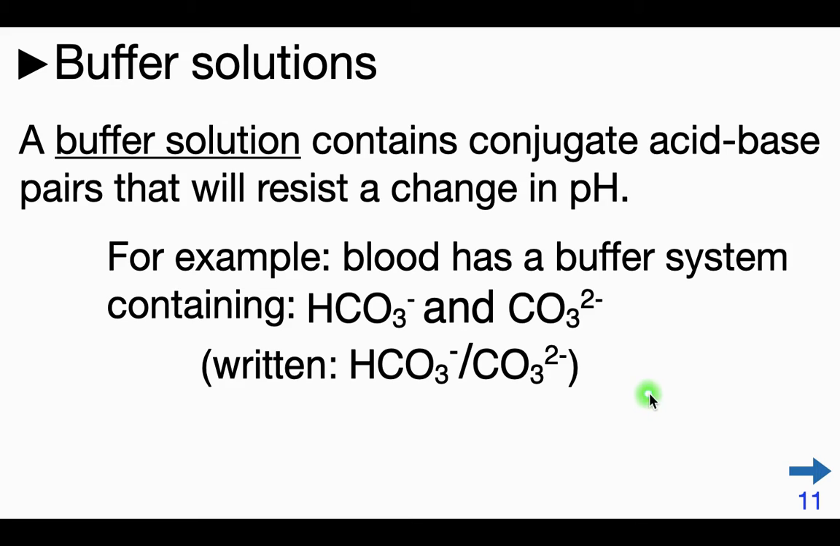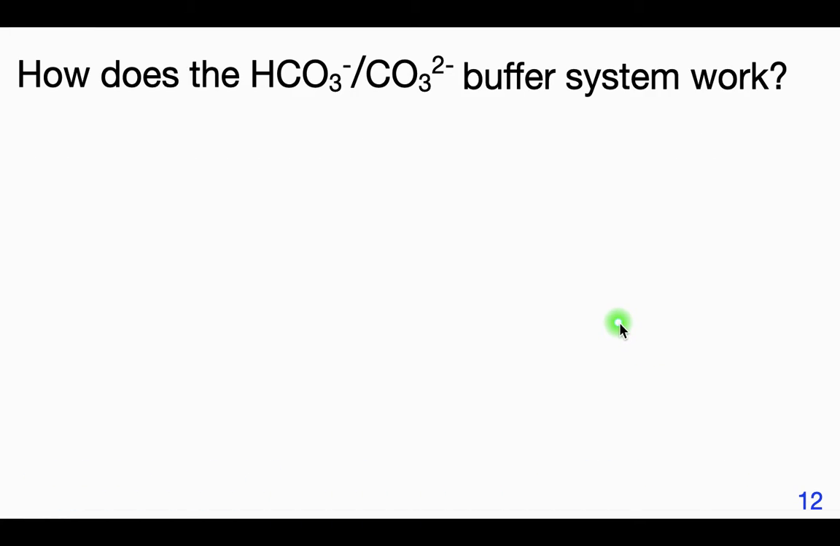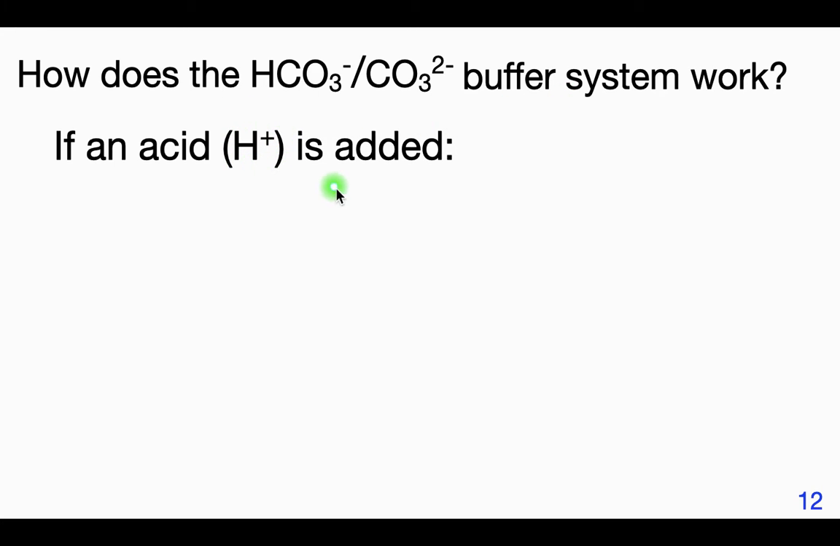Okay, so now how does this work? Does this resist a change in pH? And it's pretty slick the way this works. So how does this system work? Well, if we add an acid, so let's say that you drink orange juice. Well, orange juice is a sorbic acid. It contains the hydrogen ions that are released when you drink it. And so you might think that you acidify your body because you're taking in all of this acid, but no.